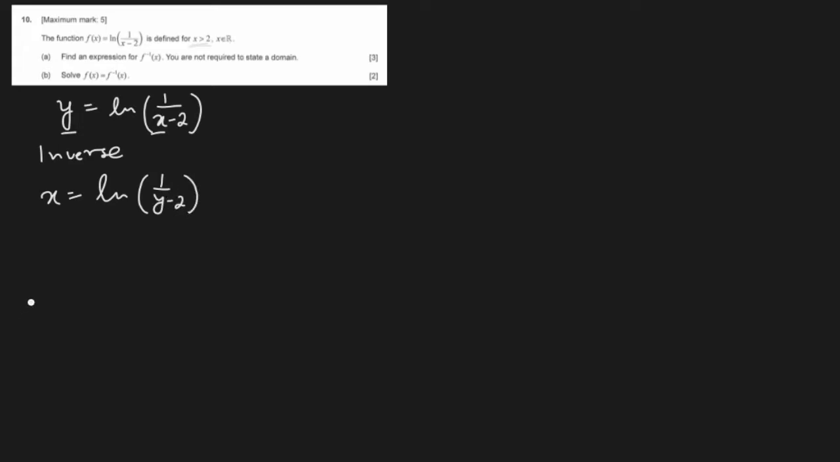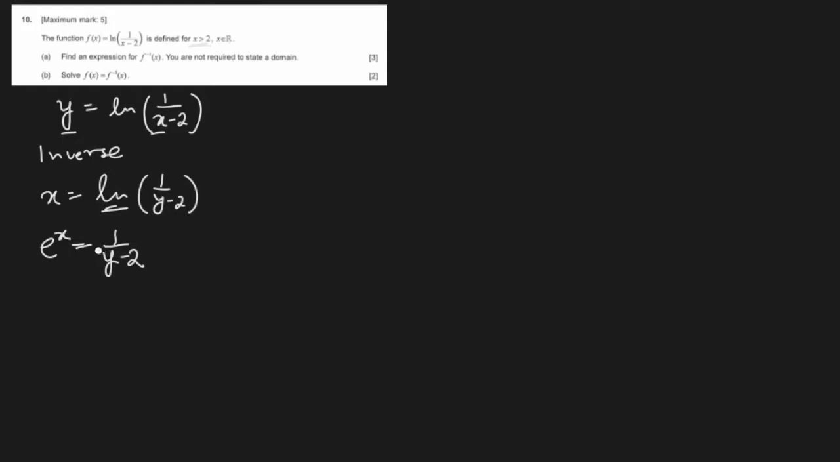Okay, so f(x), let's write f(x) as y equal to natural log 1 over x minus 2. Okay, so to find inverse we should change the places of y and x. So x equal to natural log 1 over y minus 2. And now we have to isolate this y. To isolate this, ln must go. Whenever we remove ln from one side, the other side becomes e to the power. So e to the power x equal to 1 over y minus 2.